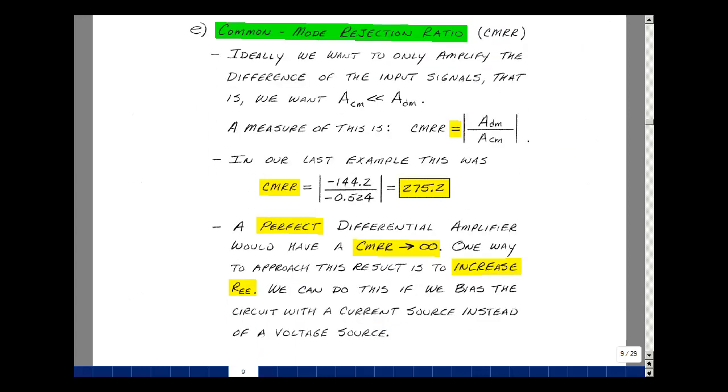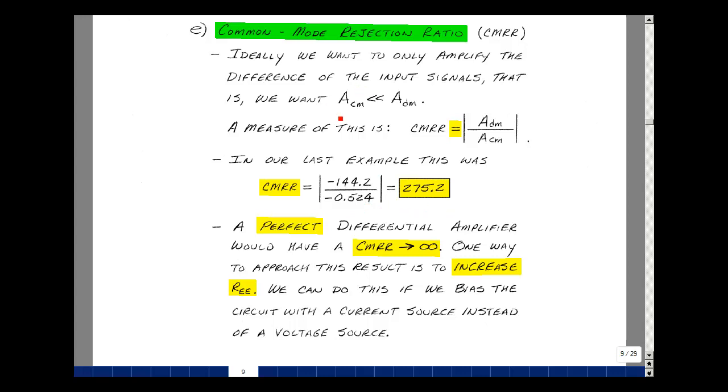There's another term that we talk about with differential amplifiers and ultimately op-amp designs. It's a thing called common mode rejection ratio. This is the ability of the amplifier to reject common mode signals. We saw in this last example that the common mode gain in magnitude was much smaller than the differential mode gain. We're going to define the common mode rejection ratio as the ratio of the differential mode gain to the common mode gain in magnitude. In our last example, that was minus 144.2 divided by minus 0.524, just taking the magnitude is 275.2.